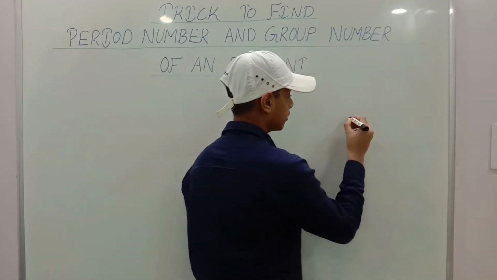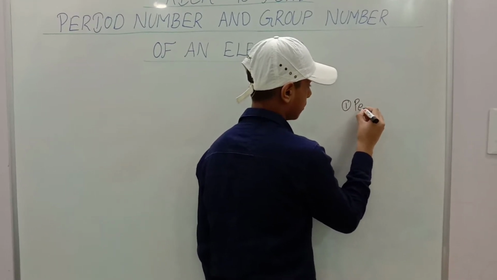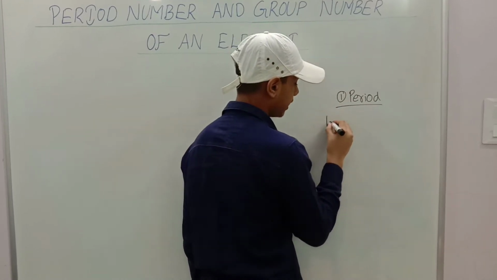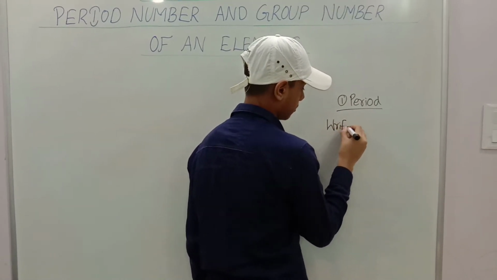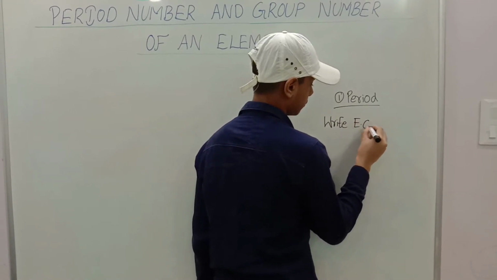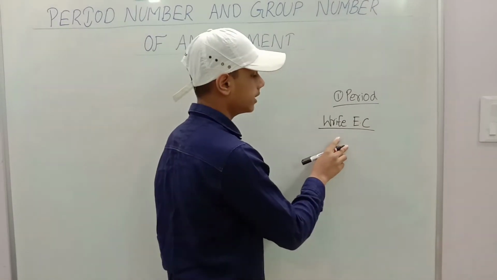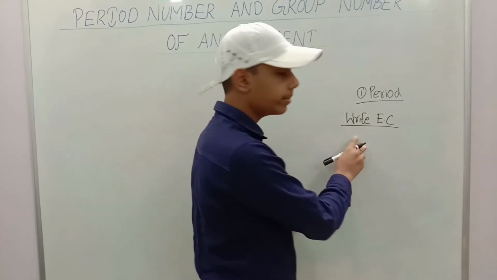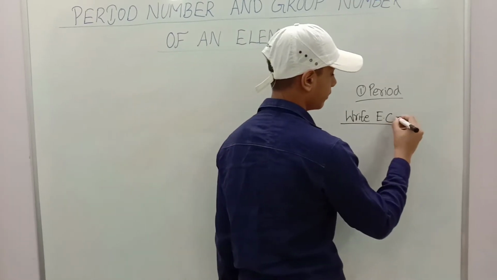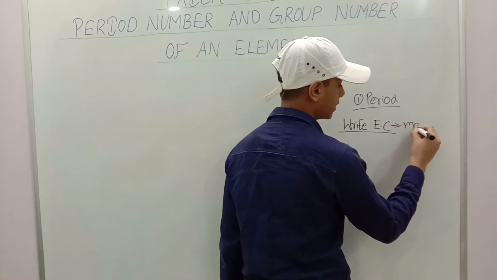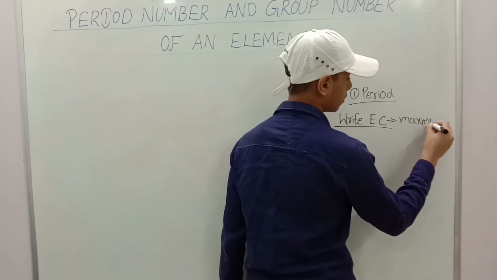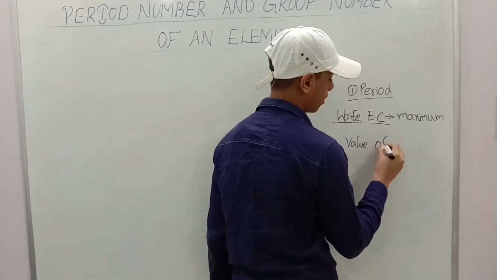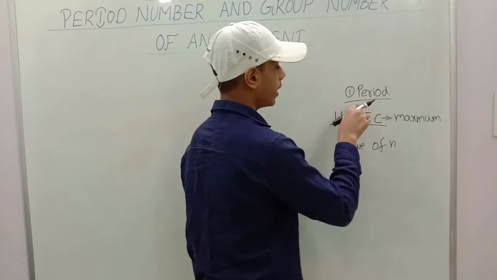First let's find out the period number. To find the period number, first you should write the electronic configuration of that element. If you don't know how to write electronic configuration, tap on the eye icon and watch my previous video on how to write electronic configuration. After writing the electronic configuration, you should find the maximum value of n. This is the trick to find the period number.